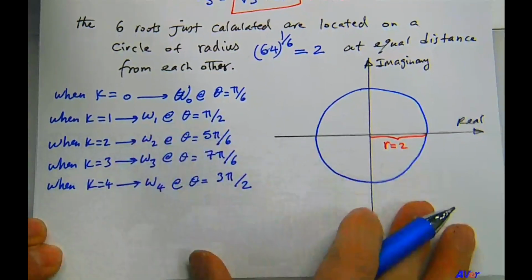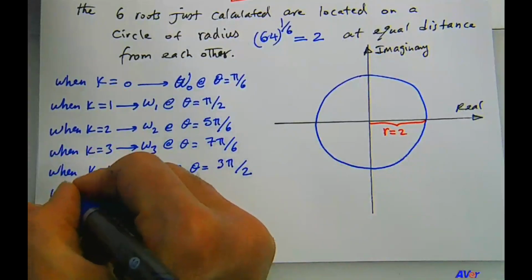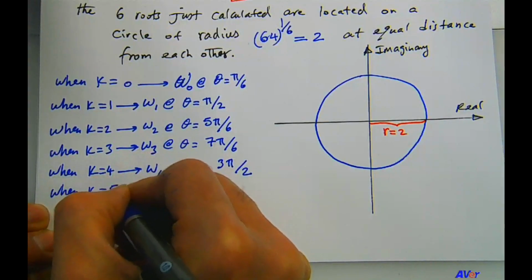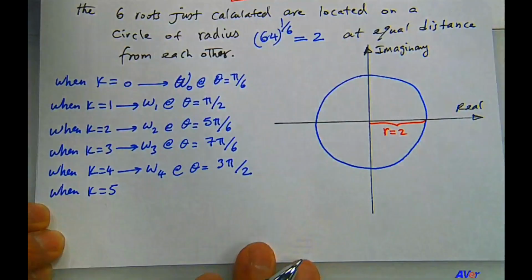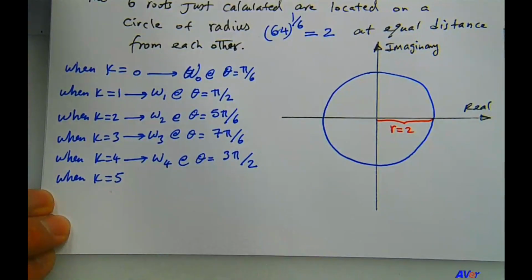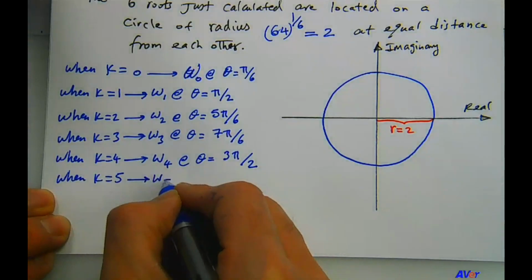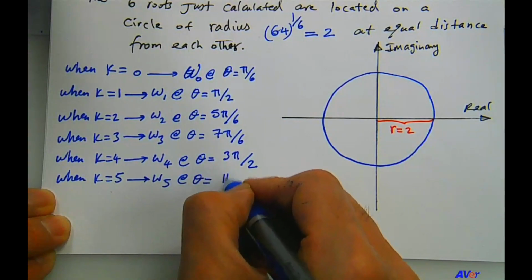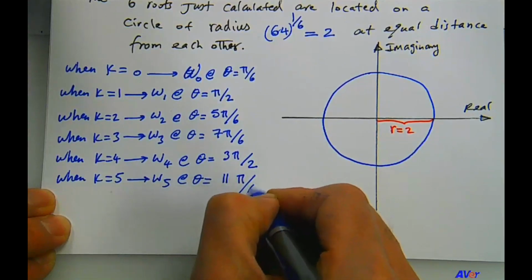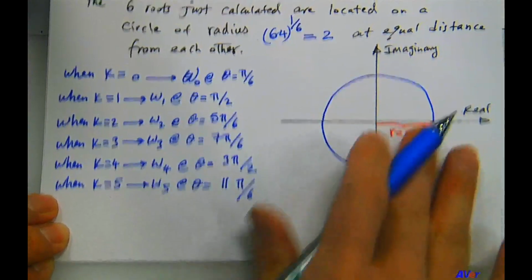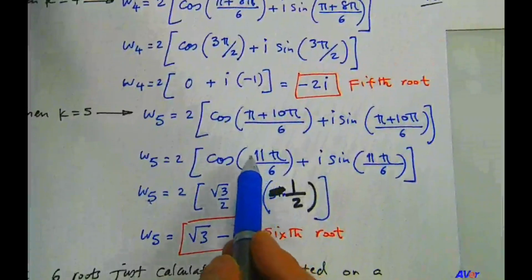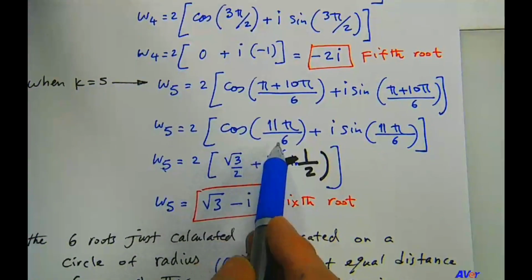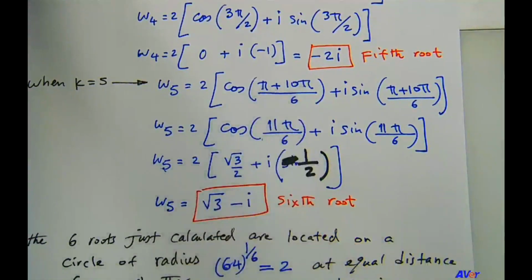And finally, when k was equal to 5, then W5, which is the sixth root, happened at theta equals 11 pi over 6. This last one is the one we did here. 11 pi over 6, right? Pi plus 10 pi, 11 pi over 6.